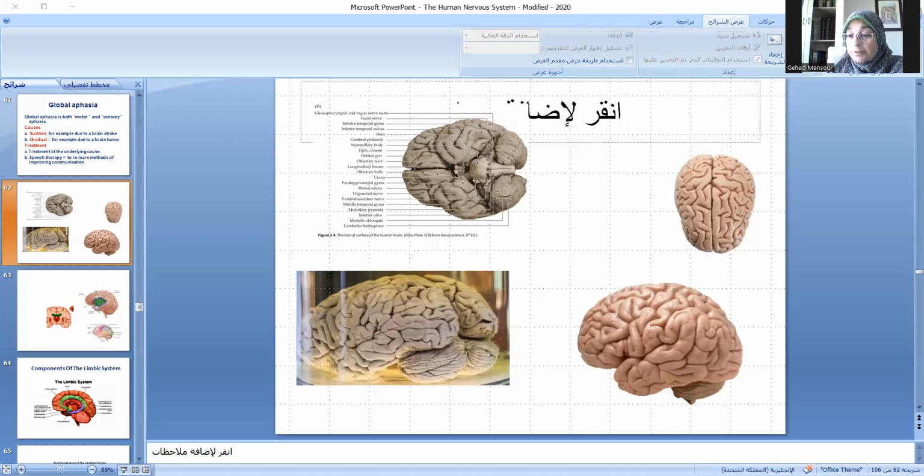Here, this occipital lobe is separated from the parietal lobe by a sulcus that's not as deep as the previous two sulci. It's called the parieto-occipital sulcus. And in between the occipital lobe and the temporal lobe, we have another sulcus that is called the occipito-temporal sulcus.